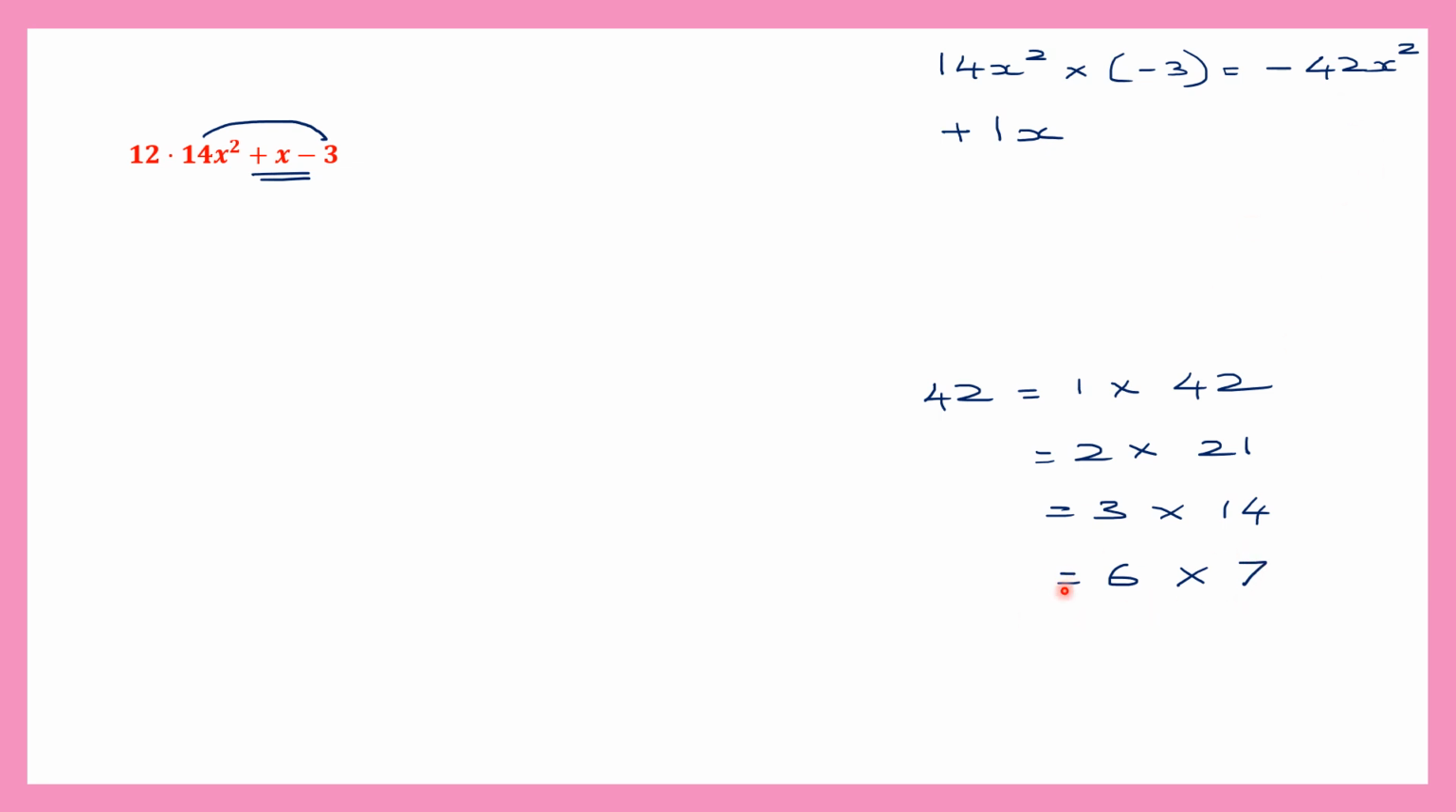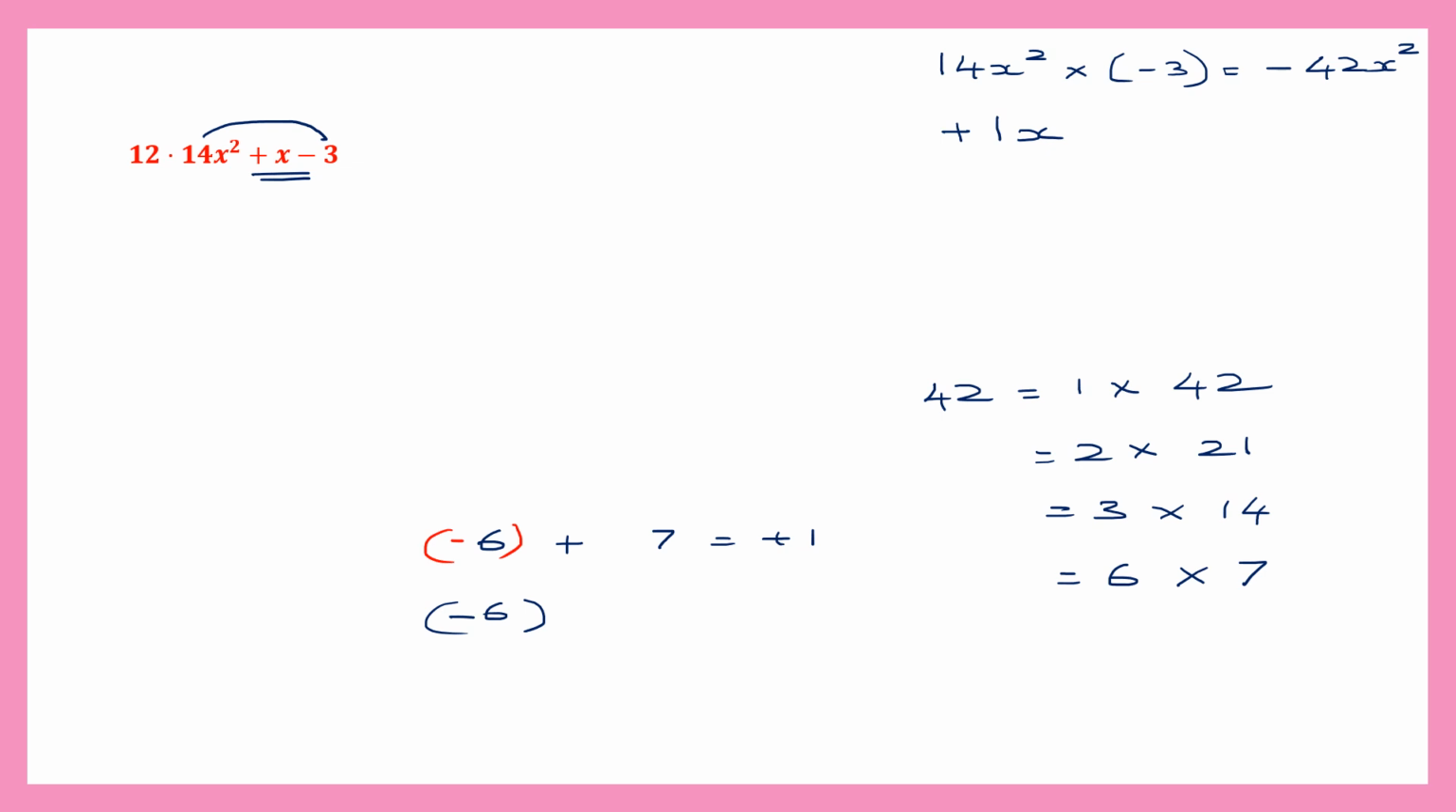Now let's try adding these two numbers. Now if I take 6 plus 7, 6 plus 7 will give us 13. If I change the sign of one of these numbers, suppose I change the sign of 6 to minus 6. Minus 6 plus 7 is how much? It will be plus 1. So when I add up minus 6 and 7, I get 1. When I multiply minus 6 and 7, what do I get?